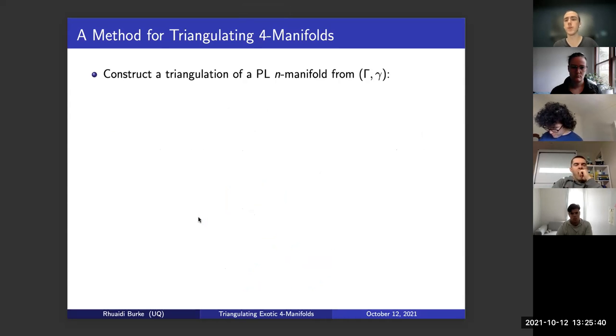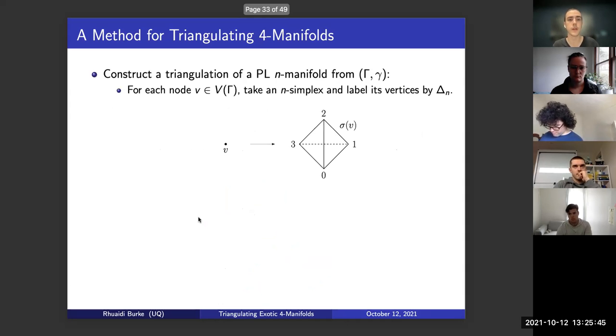Now let me tell you how you get a triangulation of a manifold from an edge colored graph. For each node in your colored graph, you take a corresponding n-dimensional simplex and you label its vertices by the color set. Here's an example of the three-dimensional case, because we can all picture three dimensions. If I have a vertex V, I generate a tetrahedron and I label its vertices just by my color set 0, 1, 2, 3.